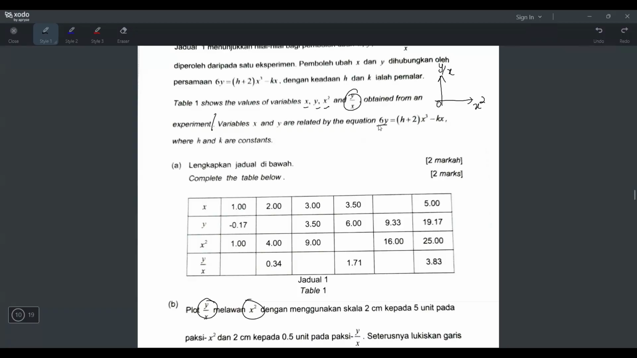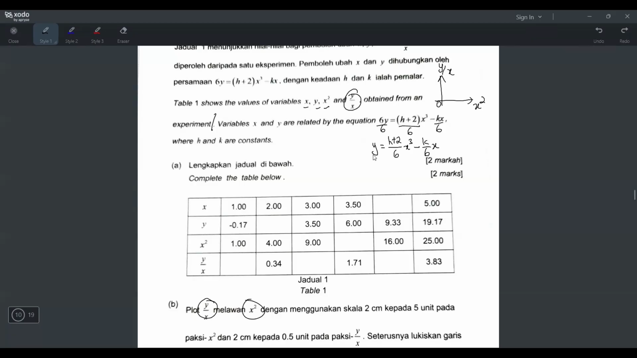So if I don't want the 6, I just divide by 6. And when I divide everything by 6, you will end up with y equals h plus 2 over 6 x power 3 minus k over 6 x. Okay, the x you can write beside like this. You can write in the middle beside like this, because when you write like this it means it is on top. But it's still not the same as the equation, not the same as the y-axis. So what we have to do is divide by x.